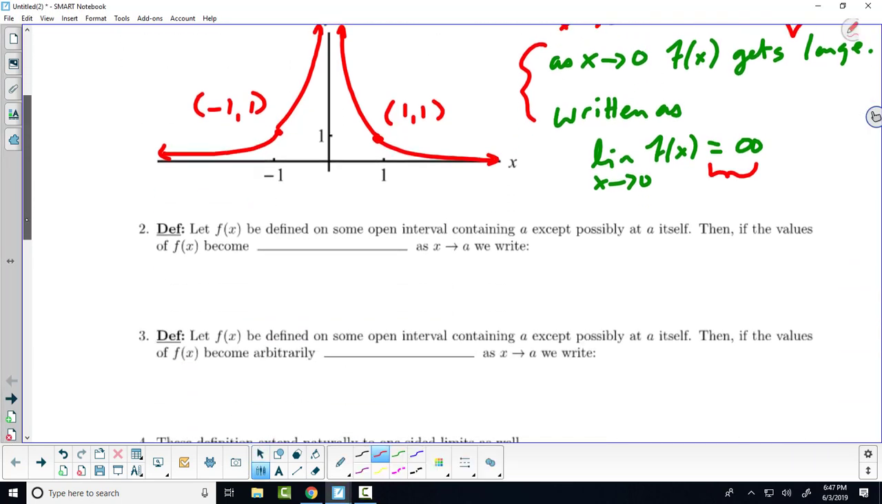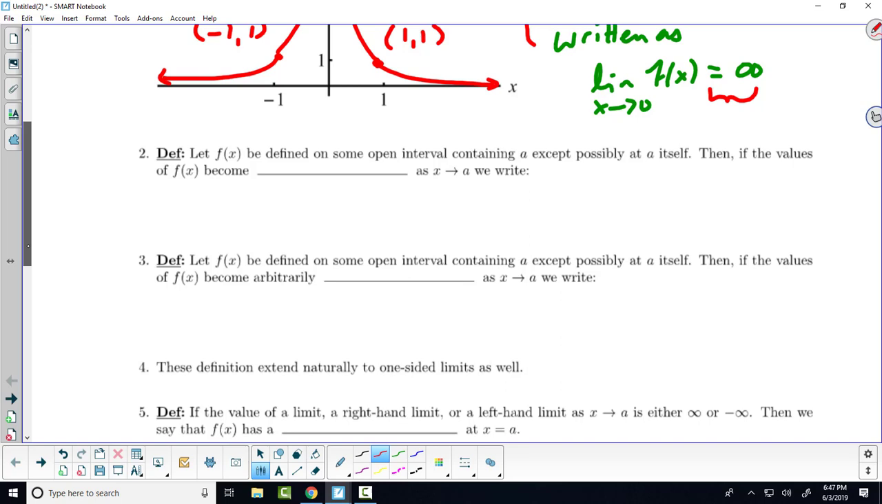So we're just going to summarize that. Let f of x be defined on some open interval containing a, except for possibly a itself. Then if the values of f become arbitrarily large as x gets closer and closer to a, we write that expression there. The limit as x approaches a of f of x equals infinity.